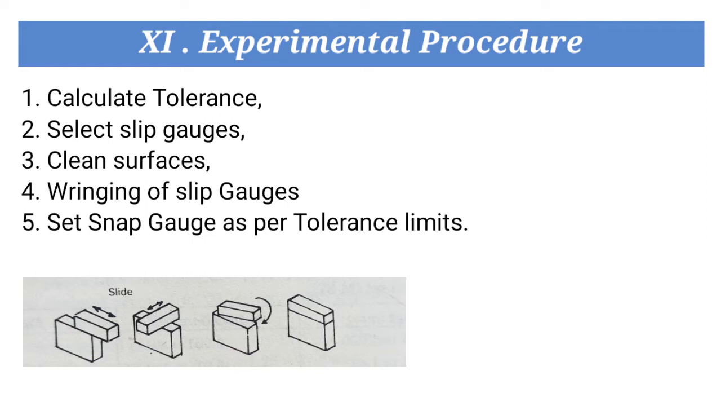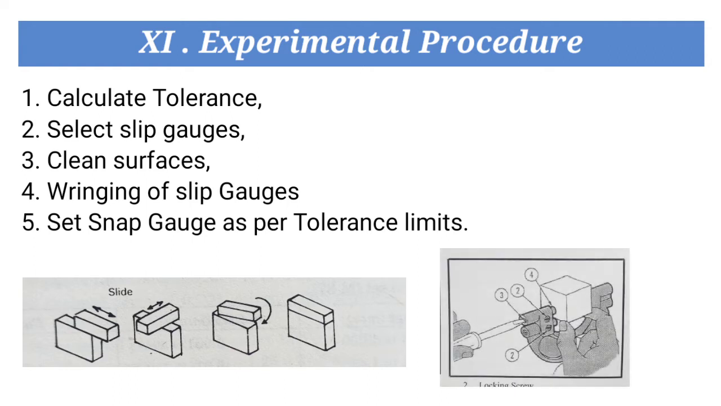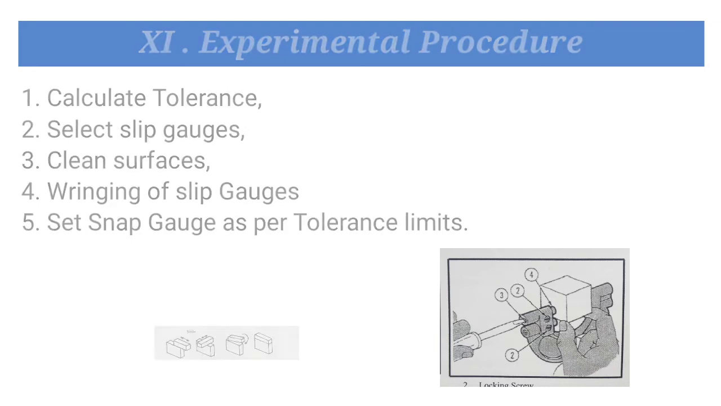Seventh, loosen the adjustable screw of the snap gauge. Set the slip gauges as per the tolerance required to adjust the go and no-go size. And the last point is to tighten the adjustable screw for the go and no-go side of the snap gauge.